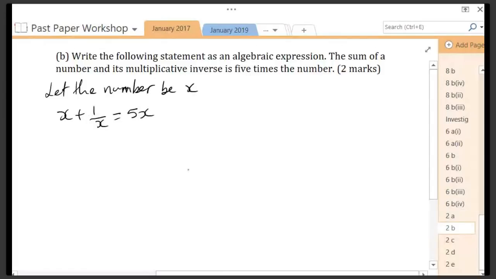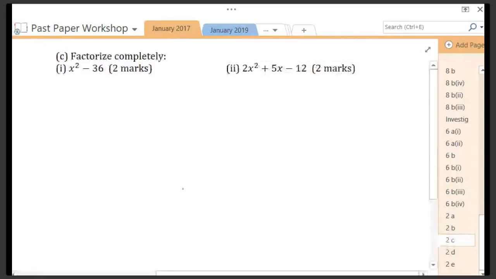All right. Part C. They said to factorize completely part 1, x squared minus 36, for 2 marks. Anytime you see these, this is a difference of two squares. Almost every single exam they bring this type of question, so just learn how to do this and pick up some easy marks, okay?